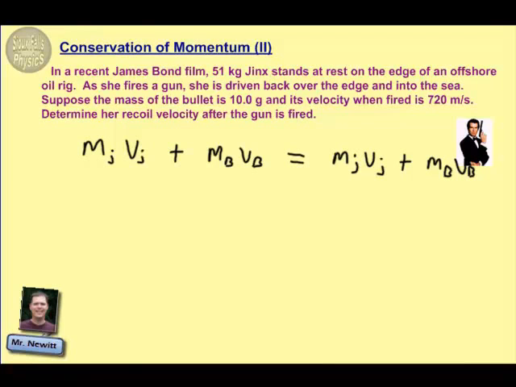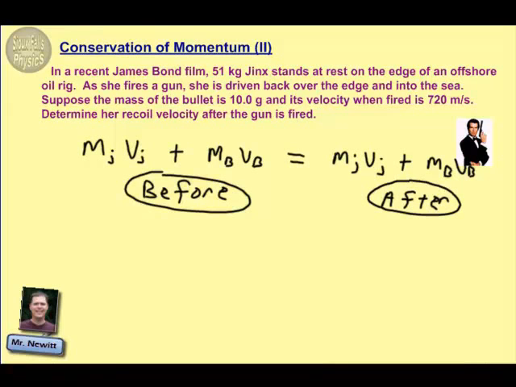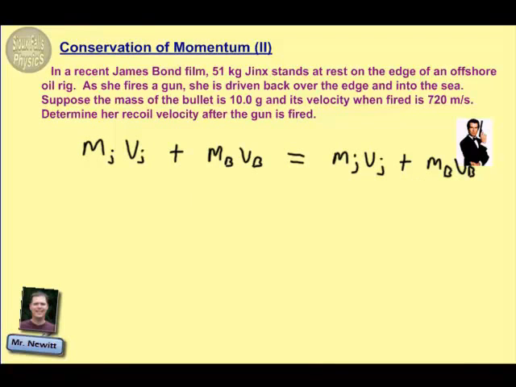Okay? So again, what we're setting up here is a situation where we look at before the gun was fired being the left side of my equation, after the gun was fired being the right side of my equation. And again, momentum must be conserved here. We know that the momentum of both of these objects is 0 before the gun is fired. How do we know that? Well, the velocity of Jinx and the velocity of the bullet are both zeros. Okay, so this is a value of 0, this is a value of 0. So my total momentum before the gun is fired has to be 0.